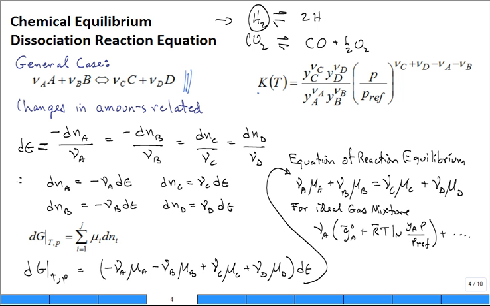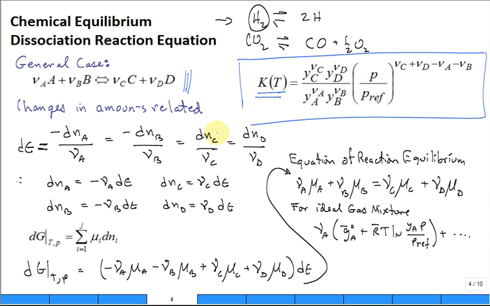This is the equilibrium constant K. It's a function of temperature only. And then we isolate. So this is our bottom line equation for chemical equilibrium. We have K, the equilibrium constant, a function of temperature only. And on the right-hand side, we have isolated the compositions as well as the pressure effect.